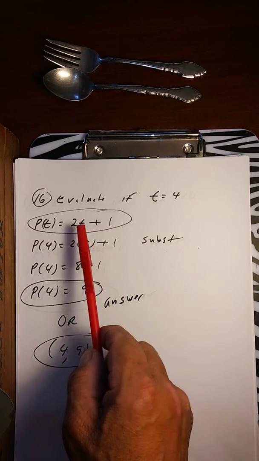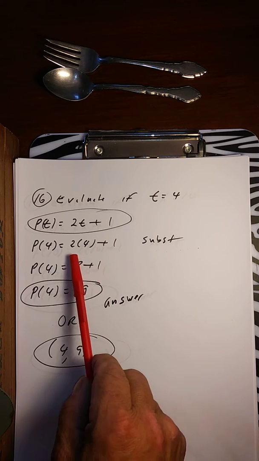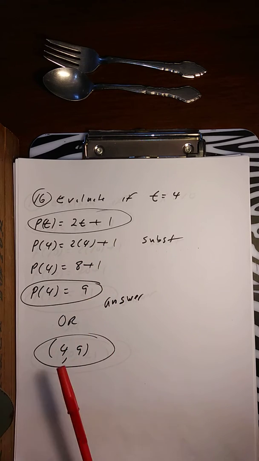Evaluate if t equals 4. So put a 4 in there. This function, p of 4 is 2 times 4 plus 1. That's going to be 8 plus 1 is 9. So p of 4 is 9, or 4, 9.